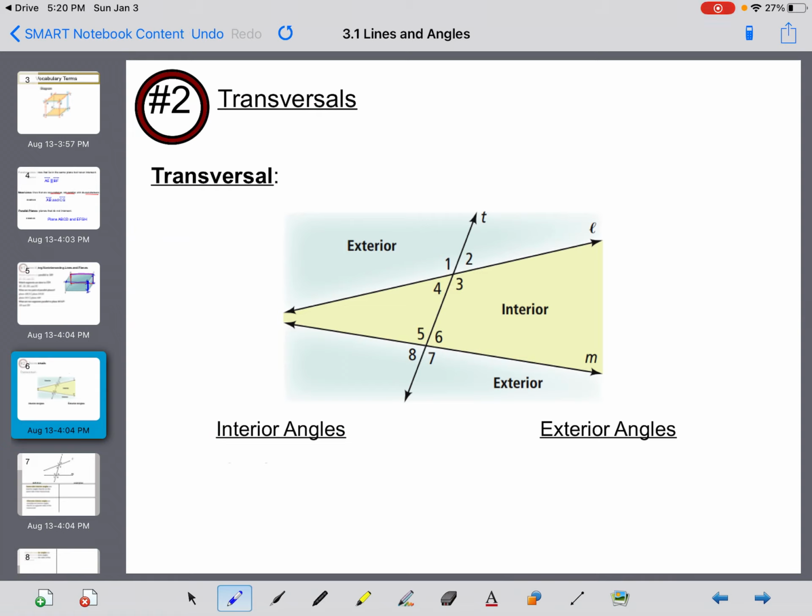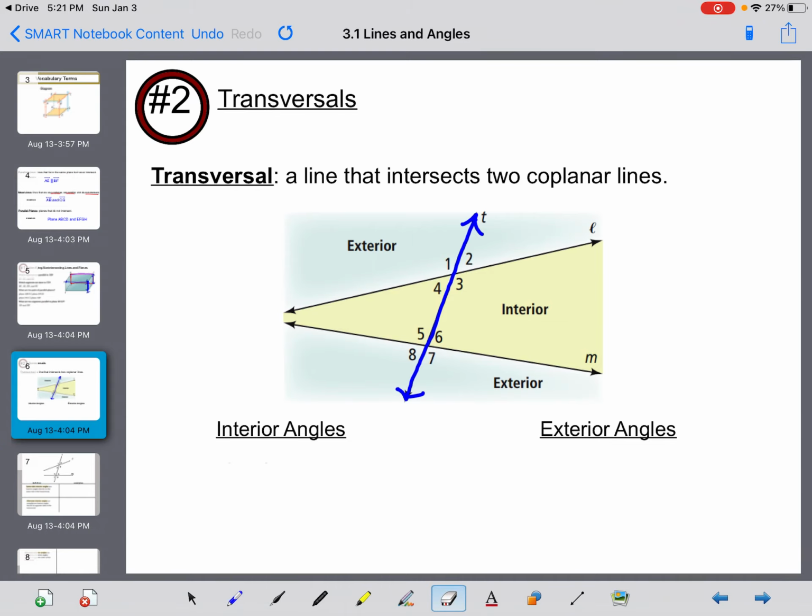Okay, more definitions. We have transversals. A transversal is a line that intersects two coplanar lines. And if you notice, our transversal in this image here is labeled T. And you can see this blue line crosses over line L and line M.